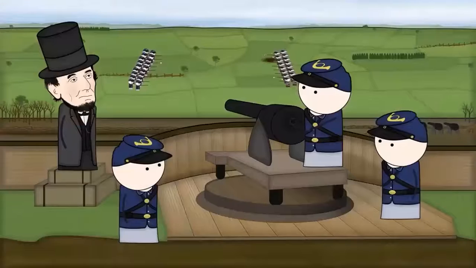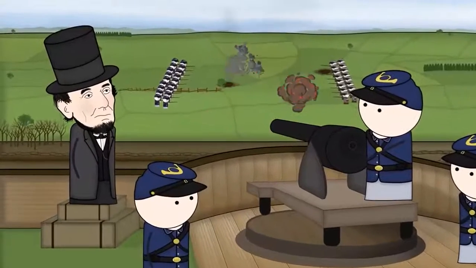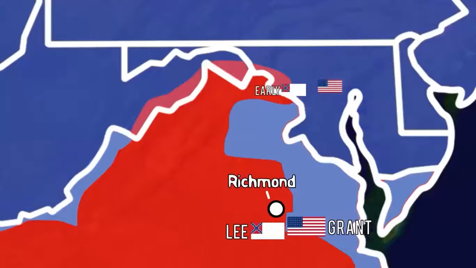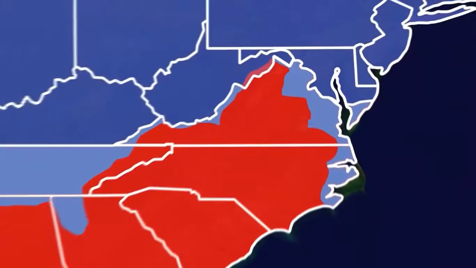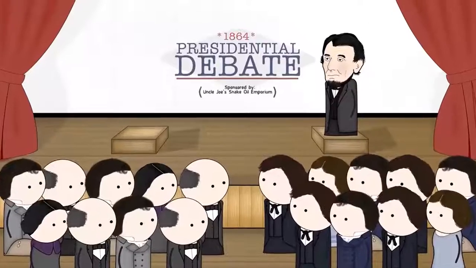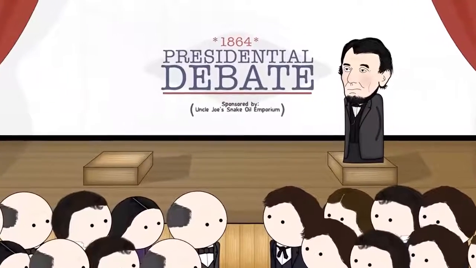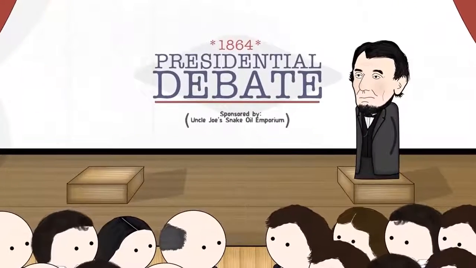Early was repelled on the outskirts of the city, with President Lincoln even attending as an observer, but the North had been given a fright. So with the war currently in a stalemate, who was to be Lincoln's opponent in the critical 1864 election? Who would the Democrats choose?